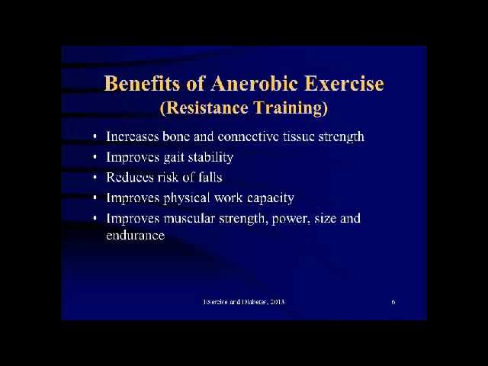So again, increasing bone and connective tissue strength, improving their gait stability, and in pregnancy, this is a big deal. Just as they take on this sort of imbalance, how they can better gauge, especially if they have that muscle memory because they've been doing some of those squats and lunges. And then the risks of falls are decreased. They have improved physical work capacity and improved muscular strength, power, size, and endurance.